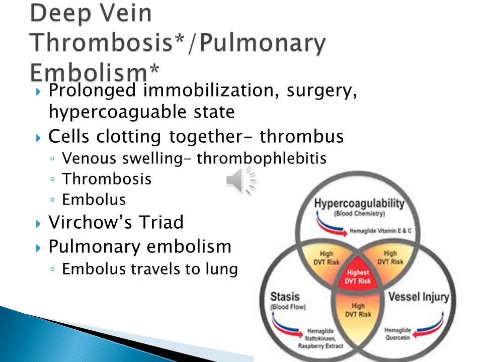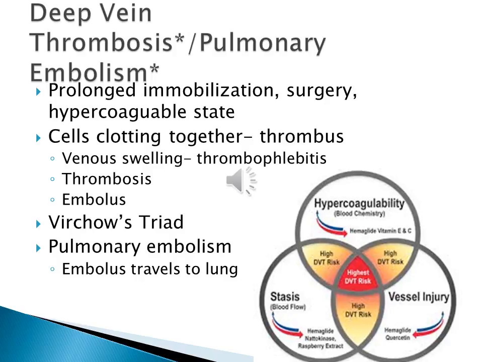If you look, you see what's called Virchow's triad down there: hypercoagulability, blood vessel injury, and stasis, or slowing of blood flow. The highest deep vein thrombosis risk occurs when you have all three of them. Okay, so that's your Virchow's triad, which really predisposes you to that.